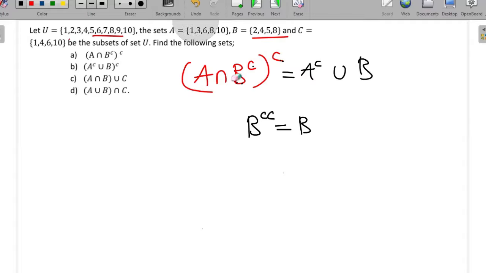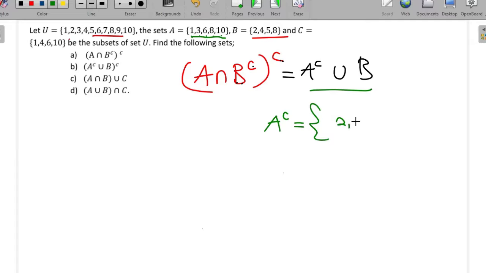Meaning that what we have here as (A intersection B complement) complement is the same as A complement union B. So for me to find this set, it's the same as I find this. I know my set A has 1, 3, 6, 8, 10. So my A complement will have what? It will have all the elements that are in the universal set but are not in A. So 2 is going to be there.